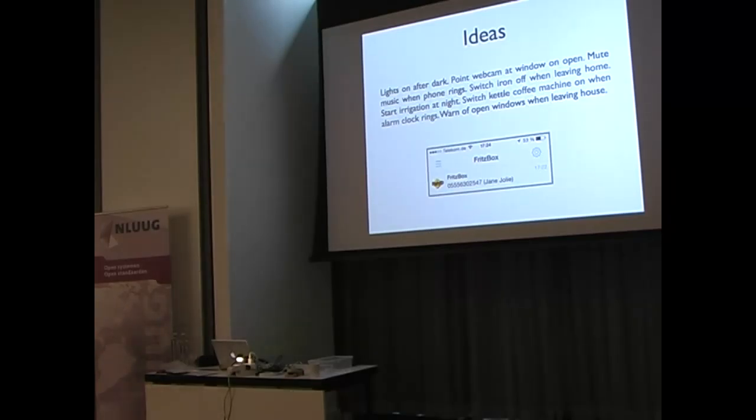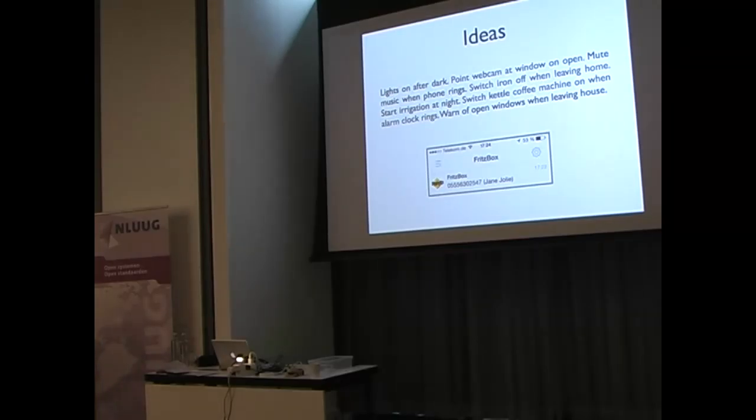So ideas, we've already mentioned a few. Lights on after dark, point the webcam at the window on open. An acquaintance has a webcam in the hallway, in the entrance. And he has two daughters, and his daughter said, if that webcam ever films us, you're in trouble, okay? Which is good. I find that is a very good thing. So he uses OpenHAB. The camera is pointed normally at the window or at the ceiling. When they leave the house, when OpenHab says there's nobody here because of presence detection, for example, with OwnTracks, the camera goes back. Yeah? That's the kind of thing you can very easily do with OpenHab.